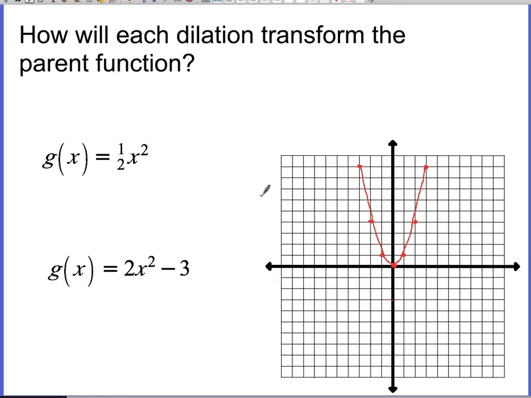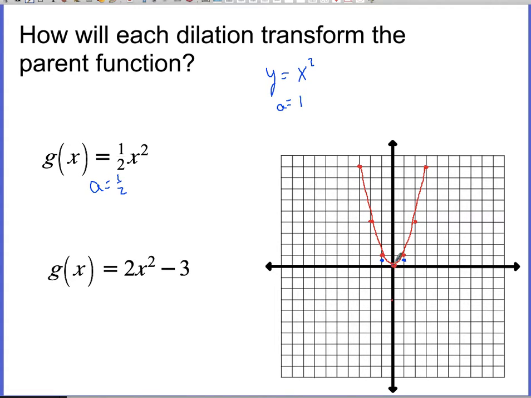Now, so that's the parent function. We want to talk about how this affects the parent function. What does this do to the parent function? Well, this one cuts the growth rate in half. Think about the parent function, y equals x squared. Our a value for this one, a equals 1, right? Well, this one is a equals 1/2. So our growth rate of the function is going to be cut in half. We're still going to go over 1, but instead of going up 1, we're going to cut that in half. Instead of going up 1, we're just going to go up 1/2. You're going to go over 1, up 1/2.